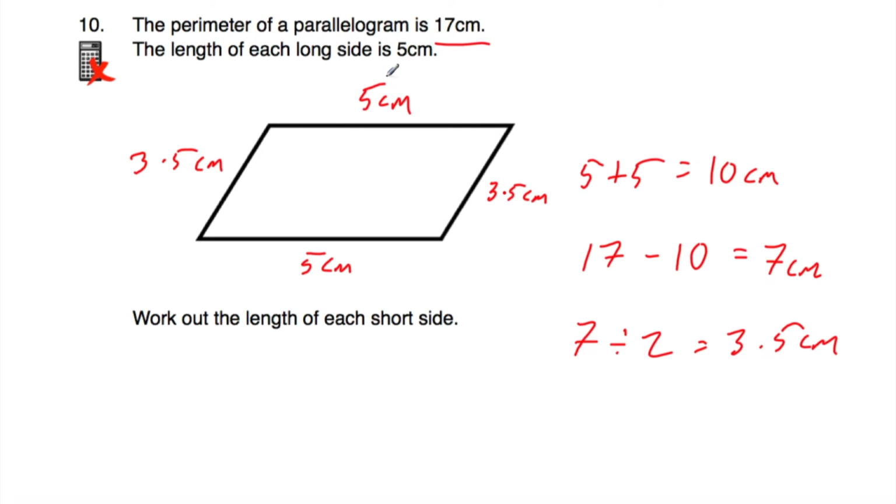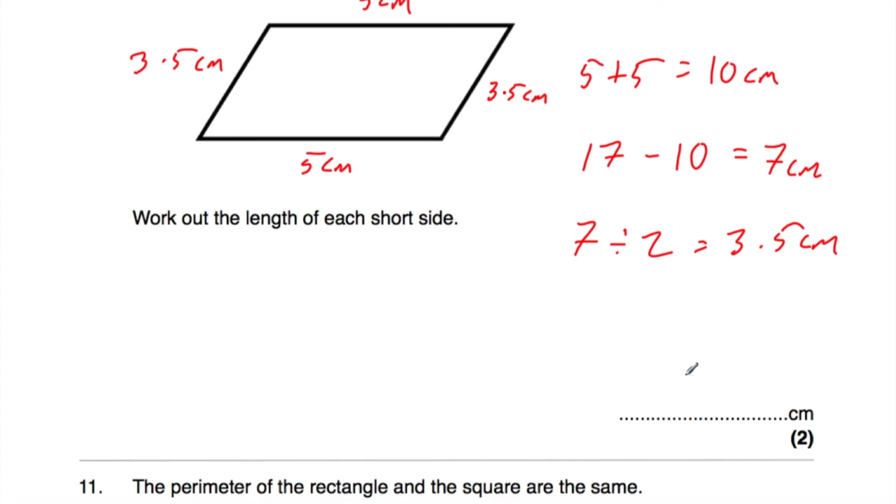And let's just check that. So 5 plus 5 is equal to 10. Plus 3.5 would be 13.5, plus another 3.5 would be 17 centimetres. So the length of each short side is 3.5 centimetres, and that's it.